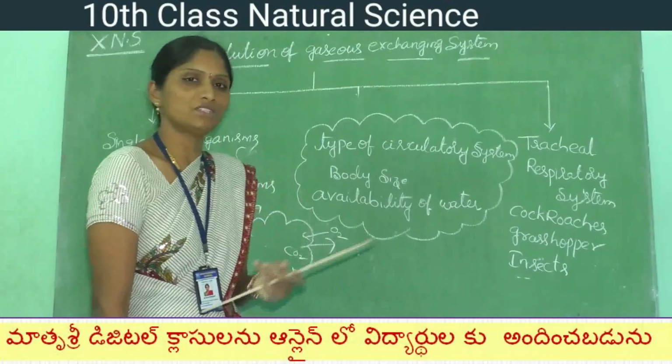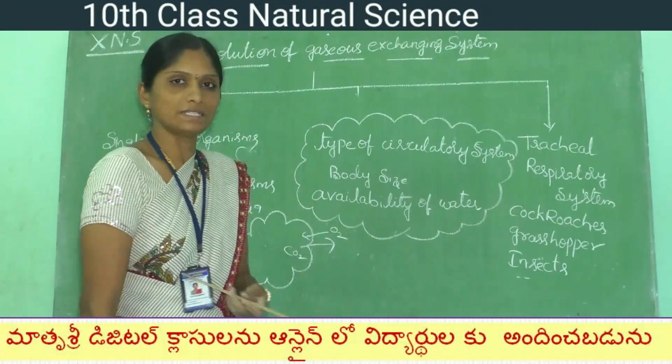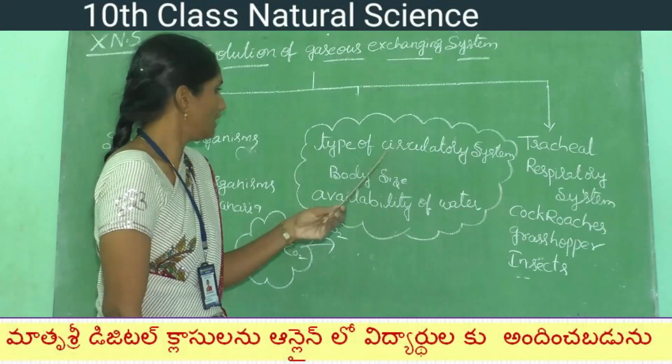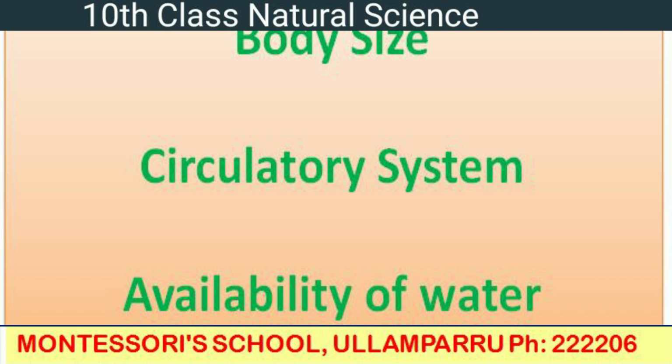It depends upon where they live, their habitat, and upon some properties. The organisms depend upon these three properties to develop their own respiratory system. What are the properties? Type of circulatory system, and second one, body size.